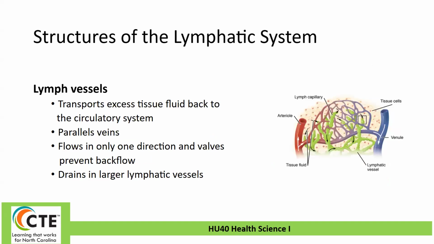And then we have our lymph vessels. They transport excess tissue fluid back to the circulatory system. If you remember way back in Unit 1, our circulatory system is going to be our heart. And they have parallel veins, which means they are running side by side to each other because the veins only flow in one direction. This will prevent the backflow from happening. And then they drain into our larger lymphatic vessels as well.